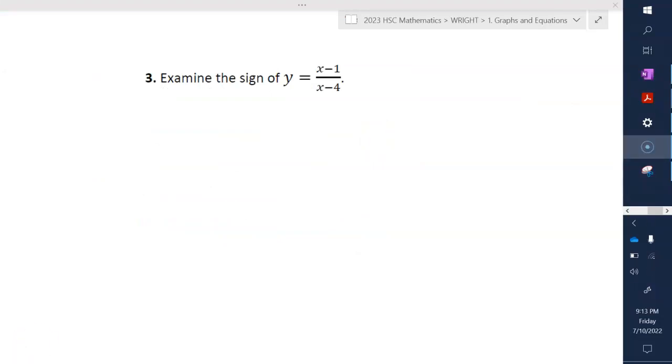Straight up, what do you see? You should look at the bottom and know we can't divide by 0, so you're going to have an asymptote or some form of discontinuity or something at x equals 4. Okay, we'll say discontinuous asymptote.